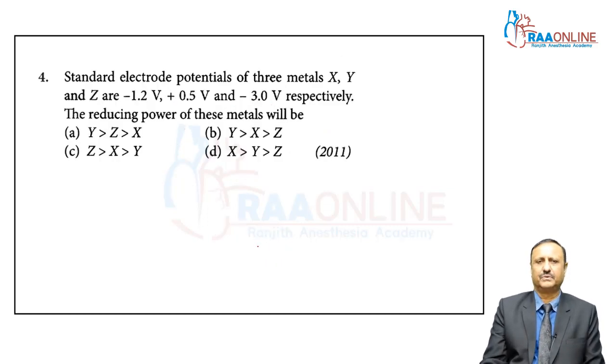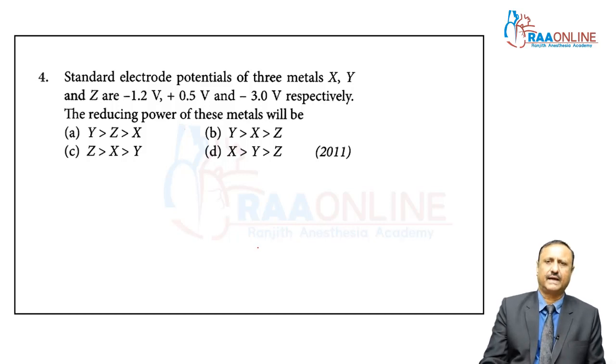Now, we can go to question number 4. Here, my dear friends, question number 4: the standard electrode potentials of 3 metals X, Y and Z are given, and they ask about the reducing power. Here, the reduction potential with the maximum negative value acts as the strongest reducing agent. So here are the values of Z, here the values of Y, and here the values of X.